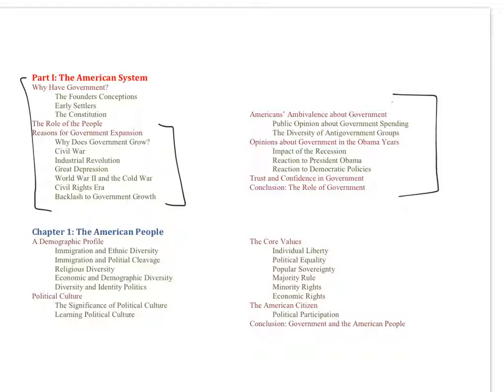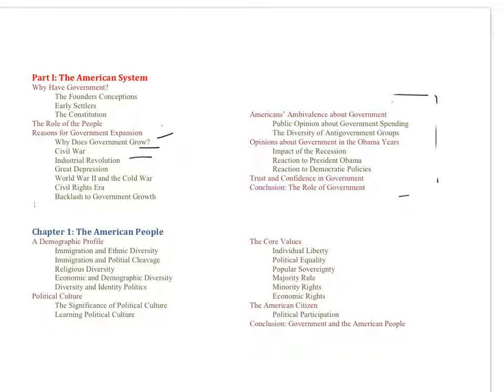Do you note the main ideas and things like that? Or are you going to read it by smaller sections, the subsections, and figure out how that's going to work for you? Are you going to read Why Does Government Grow and then take a look at the Civil War and Industrial Revolution, pause after each of these sections, and note the main idea? You need to figure out what is going to work for you.